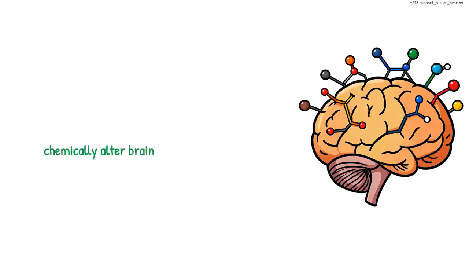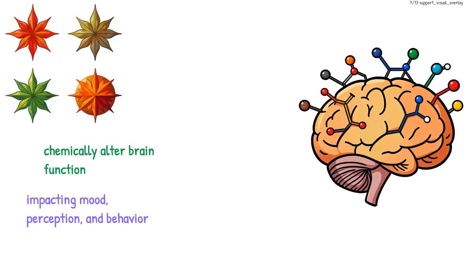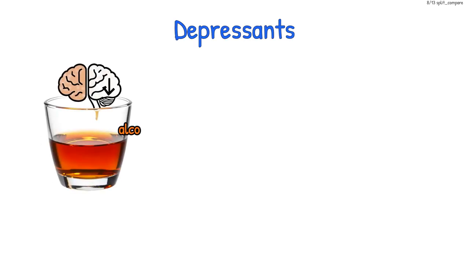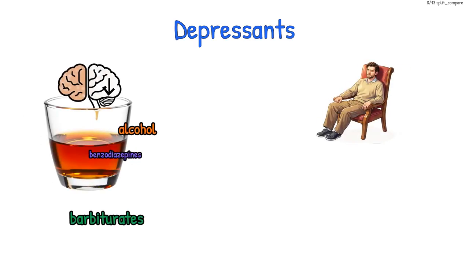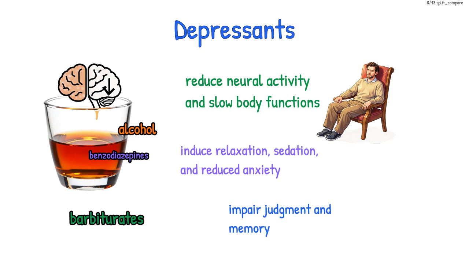Psychoactive drugs chemically alter brain function, impacting mood, perception, and behavior by interacting with neurotransmitter systems. They are categorized by their primary effects. Depressants, for example, alcohol, barbiturates, and benzodiazepines, reduce neural activity and slow body functions, induce relaxation, sedation, and reduced anxiety, impair judgment and memory, and high doses can cause coma or death.